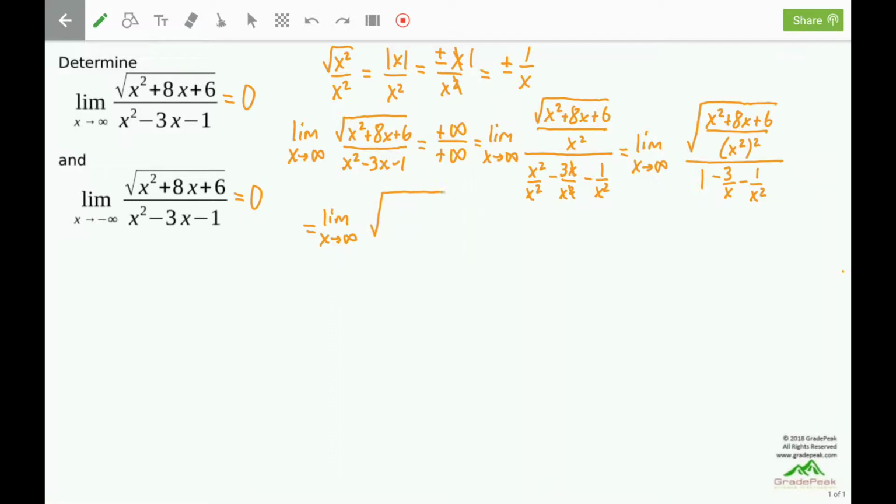In the numerator, x squared squared, multiply the exponents, will be x to the fourth. Each term in the numerator can be put over x squared squared, which will be x to the fourth. Over, and the denominator is left as is.